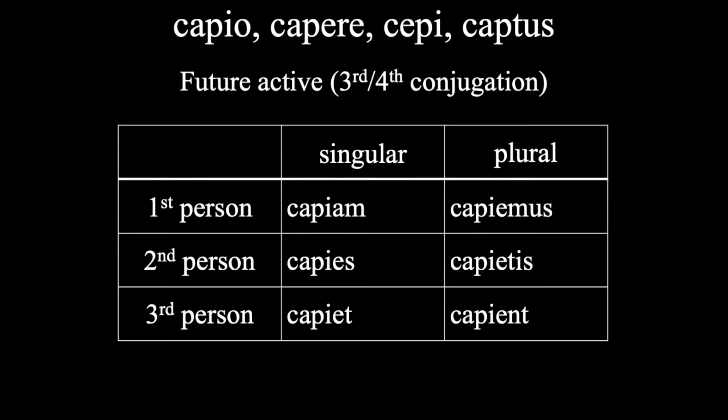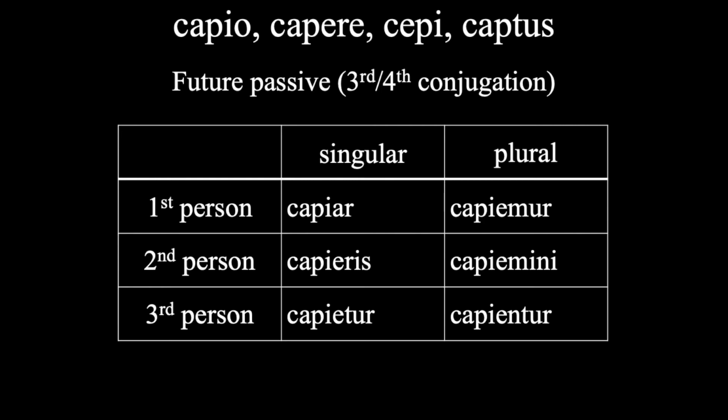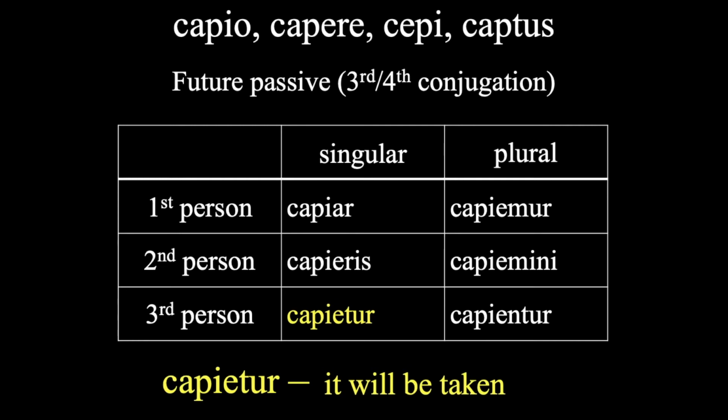Okay, capere is an IO verb, so we have an i-e right here before the endings in the active. It stays there in the passive as well. And we'll just change the endings to give us this in the future passive: capiar, capieris, capietur, and so forth. The third person singular, capietur, means it will be taken.